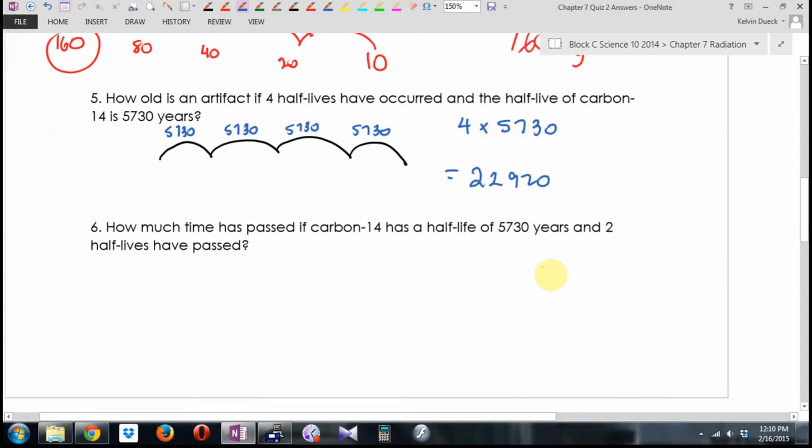How much time has passed if carbon-14 has a half-life of 5,730 years and 2 half-lives have passed? $5,730, $5,730. You know what? It's going to be, can I do this in my head? 11,460? Is that right? Years. I guess I should put units there. Okay.